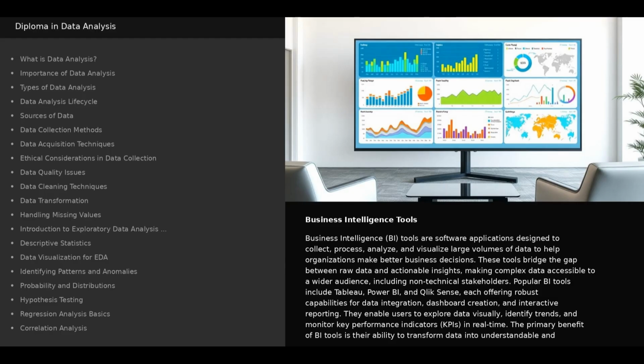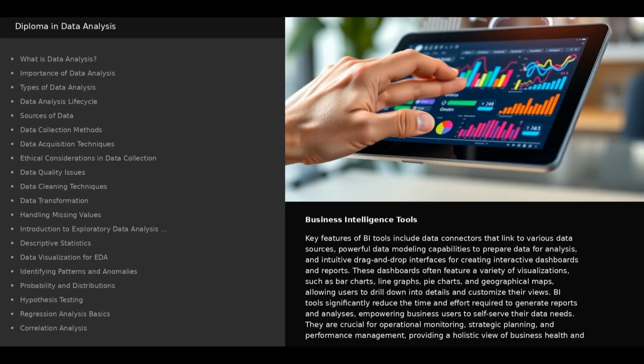and interactive reporting. They enable users to explore data visually, identify trends, and monitor key performance indicators, KPIs, in real time. The primary benefit of BI tools is their ability to transform data into understandable and actionable business intelligence quickly. Key features of BI tools include data connectors that link to various data sources, powerful data modeling capabilities to prepare data for analysis, and intuitive drag-and-drop interfaces for creating interactive dashboards and reports.